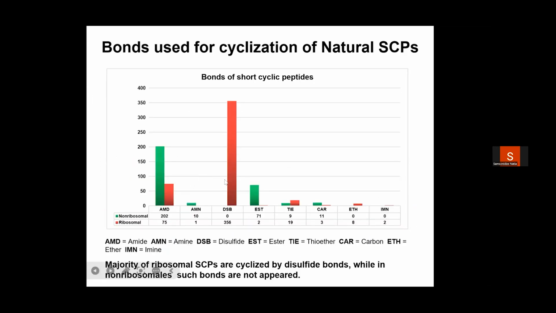Here are presented bonds which are used for cyclization of short cyclic peptides. As we see, for non-ribosomal peptides, amide bonds and ester bonds are more typical, and for ribosomal peptides, amide bonds and disulfide bonds are more typical. Also, ether and imine bonds, and also disulfide bond, we did not see in non-ribosomal peptides.